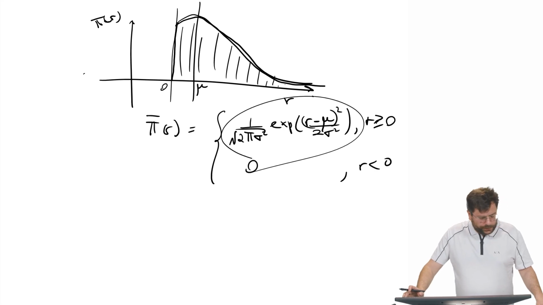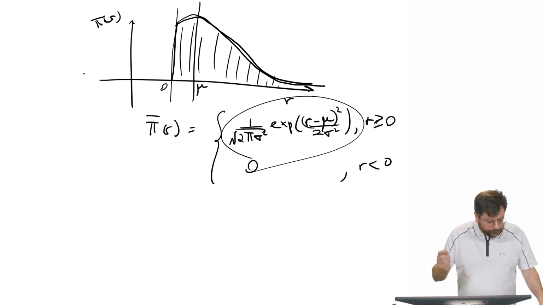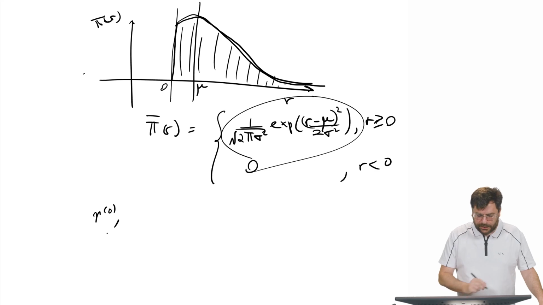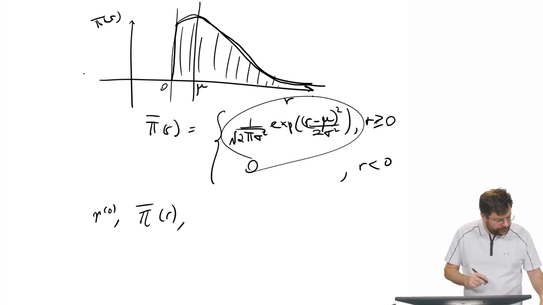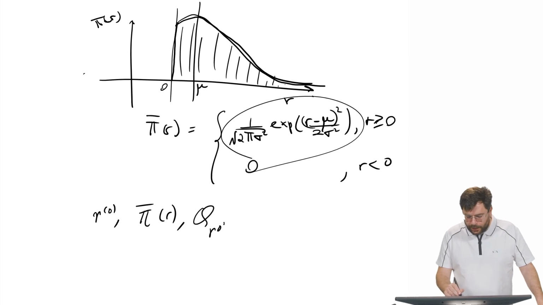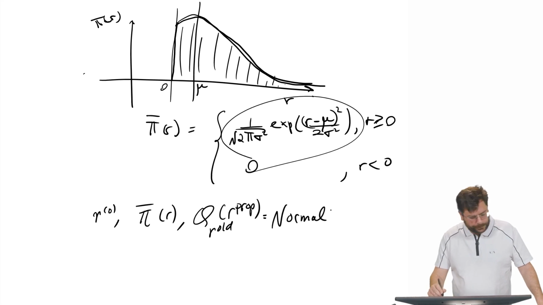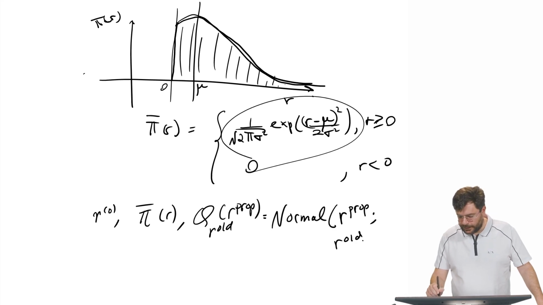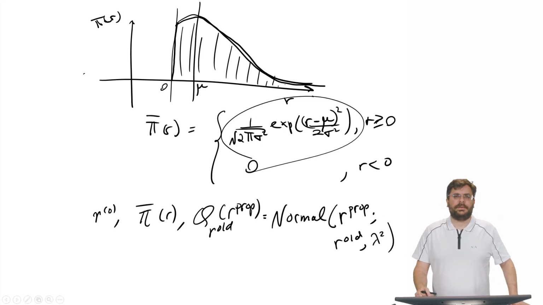So here's what we're going to do. We're going to suggest an R naught. We have our pi hat. That's the expression that I wrote above. And we're going to have a Q of R old, R proposed, which is going to be a normal whose variable, again, is going to be R proposed. It's going to be centered at R old, and it's going to have a variance of lambda squared.